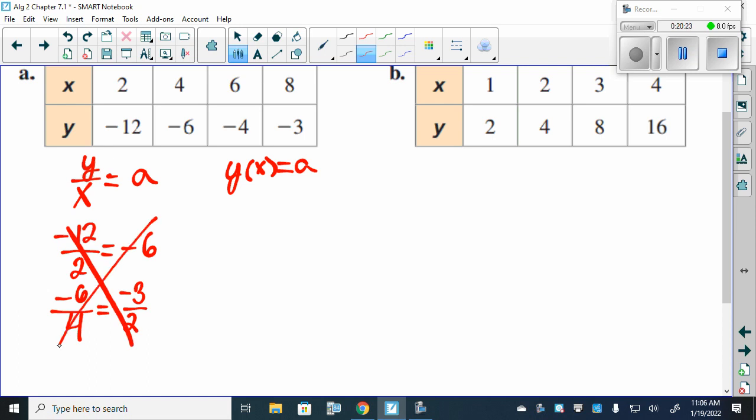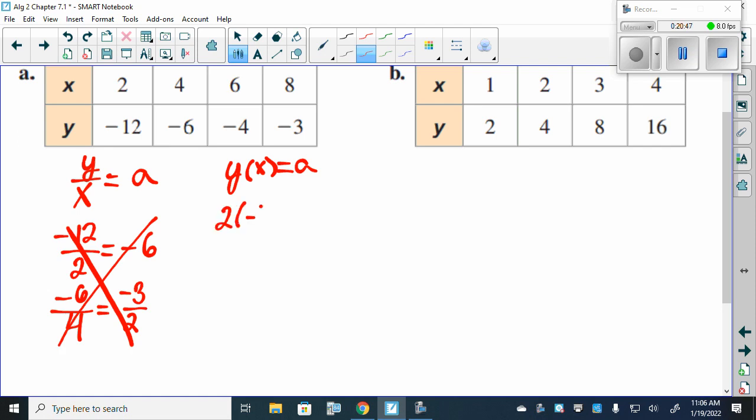Well, no, because if it's a direct variation, this here, y over x, which is our direct variation, should have the same amount. It should be increasing or decreasing by the same amount. Well, here, the increases are at different values, different spots. The amount of change is not the same. So let's try multiplying them together.